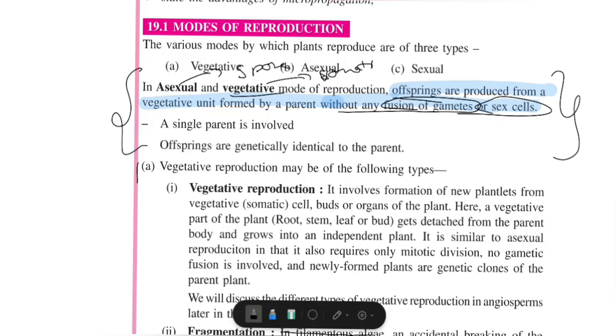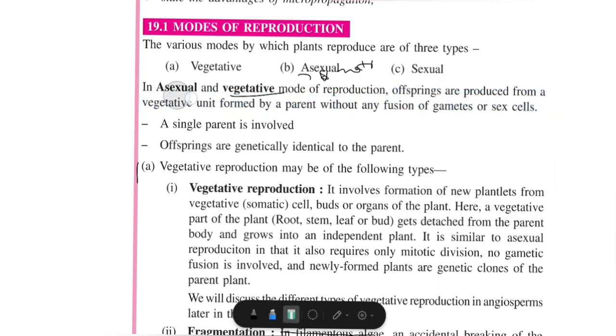There is no formation of what you call sex cells or fusion of them or anything like that, right? So first point, what is the first point? First point being that they are vegetative unit. They are formed from a vegetative unit without the fusion of gametes.